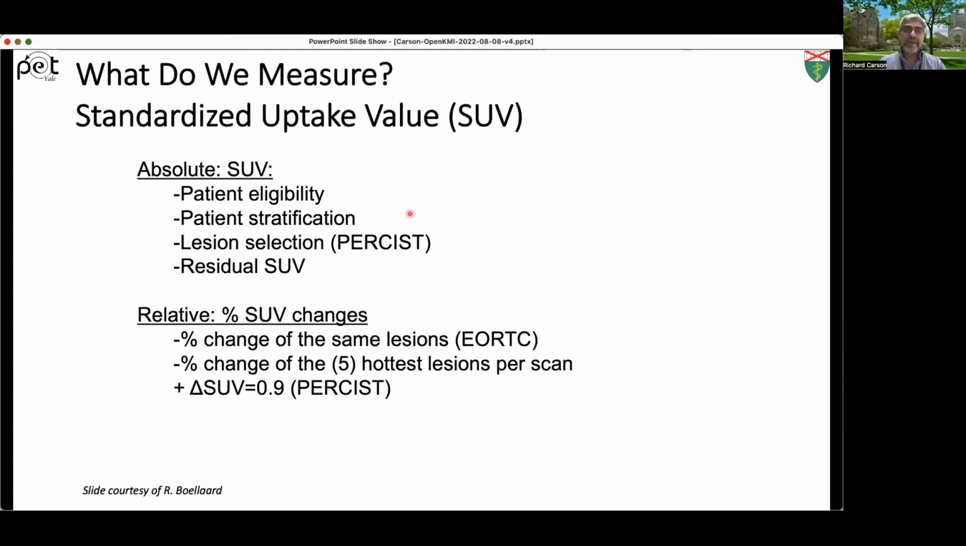We use it for separating patients, for looking at changes over time, or looking at the hot lesion, all sorts of values for that. Is that a good idea? Didn't we learn anything from all those modeling studies?